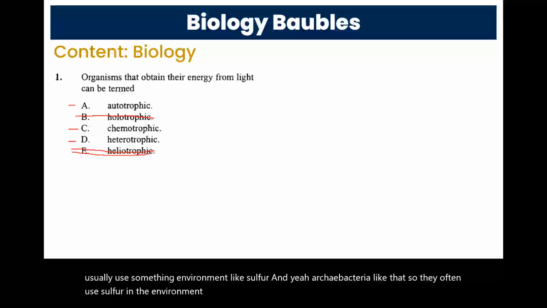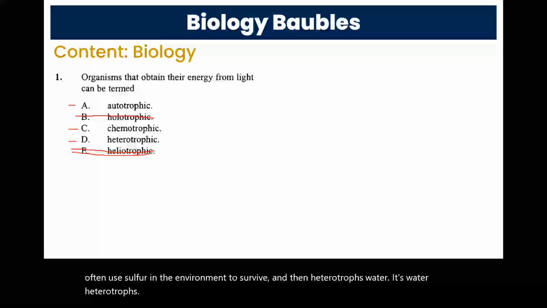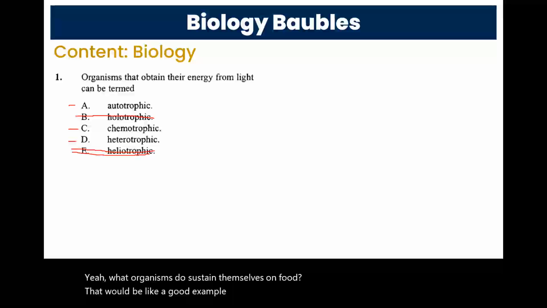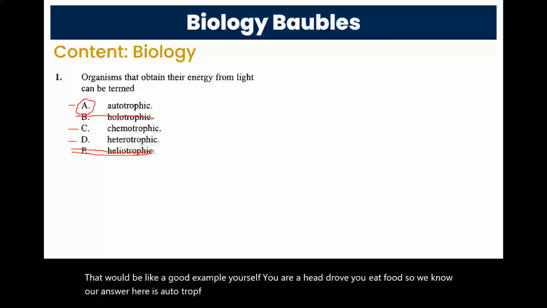And then heterotroph, what are heterotrophs? Yeah, what organisms do sustain themselves on food? That would be like a good example, yourself. You are a heterotroph, you eat food. So we know our answer here is autotroph. Boom, because we know its definition.